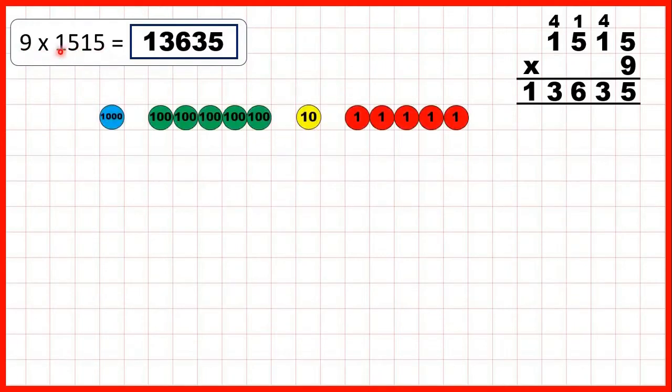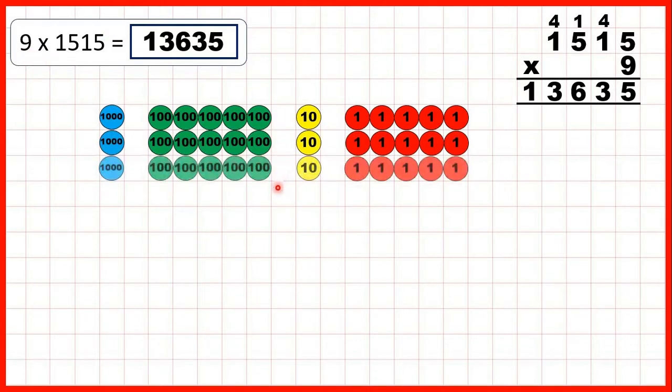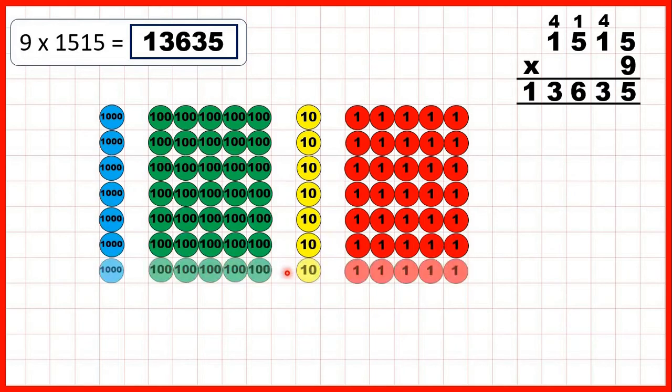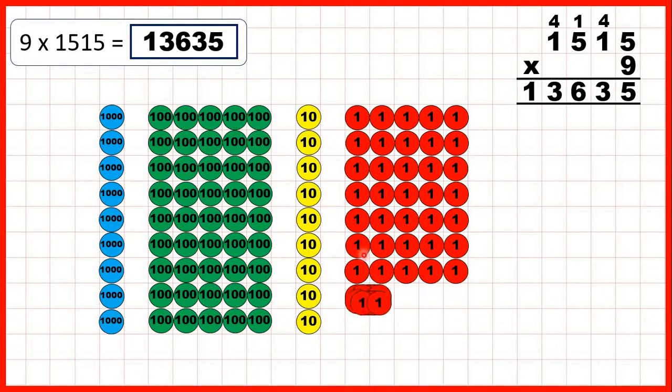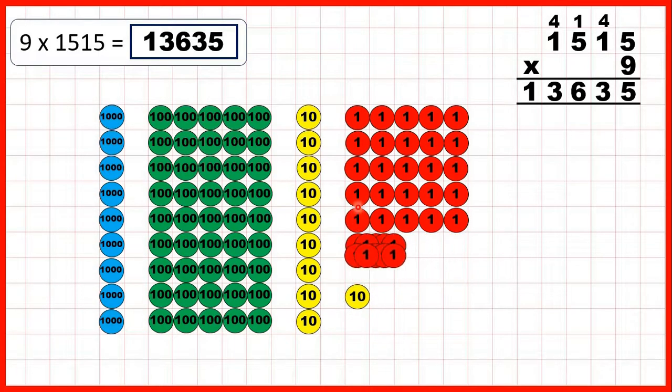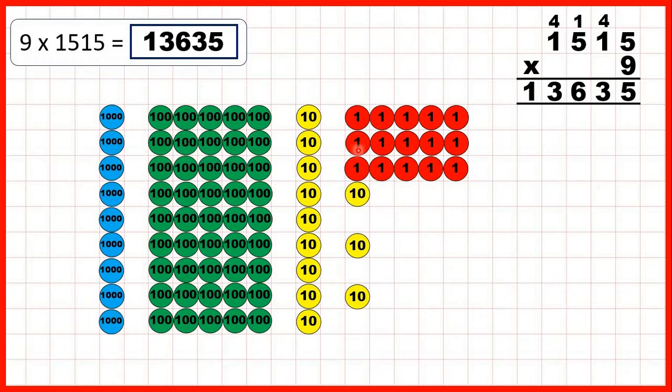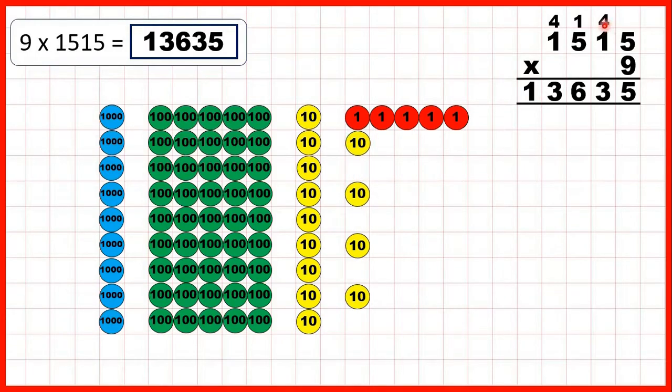Finally, we had 9 times 1,515. So we can show 1,000, 500s, 1 ten, and 5 ones. And because we're multiplying by 9, we can show that 2, 3, 4, 5, 6, 7, 8, 9 times. So now we have 45 ones, but we can regroup these into 4 tens and 5 ones, and that's why we write 4 above our tens column and 5 in our ones answer line.